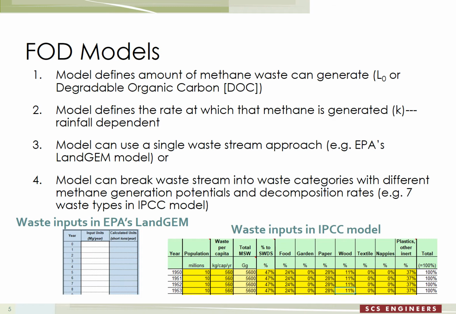EPA's model really just looks at all municipal solid waste together, whereas the international model allows you to break the waste stream up into its component parts, and it probably provides a little more accurate estimation of the likelihood and the amount that the different waste components would generate in terms of methane.